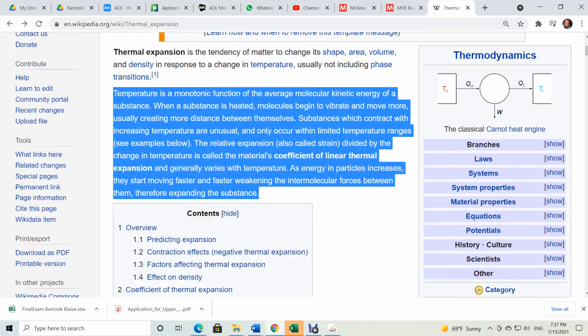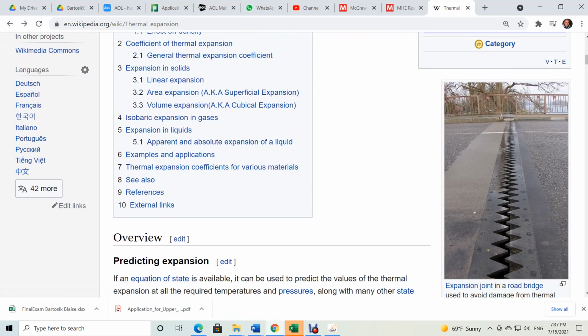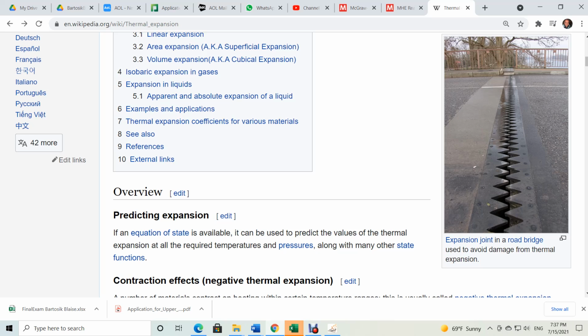It also happens to bridges. See a road bridge here? You have a slab of concrete. If you put just a single slab of concrete, it may try to expand, and just like the railroad, the rail track is going to buckle, and then you're going to crack your concrete. And you have to repair it, or maybe you even have to demolish the bridge if it becomes too damaged.